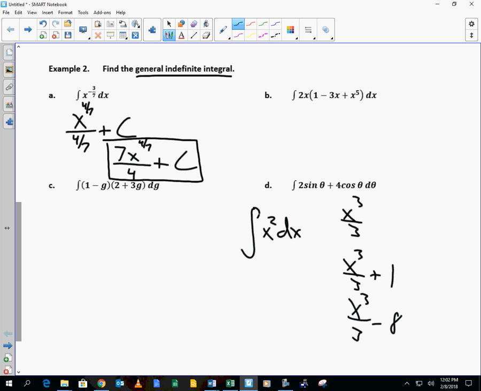So your constant is 0. You always have to write plus c, yes.